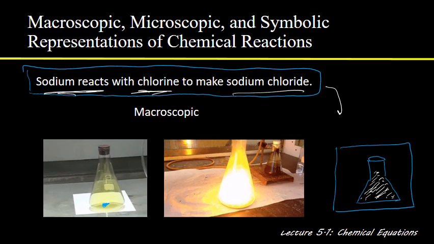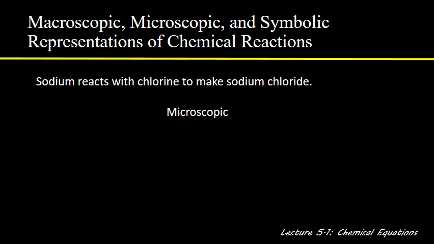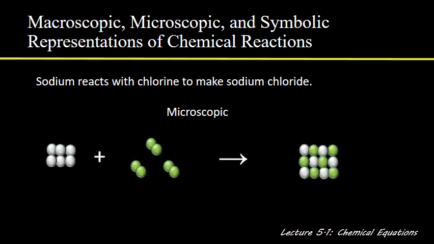We can also think about the microscopic representation, and it would look something like this. We've got a bunch of sodium atoms here, and we've got a bunch of chlorine molecules. We'll talk a little more about diatomic species in a bit. I think we've mentioned this before, but chlorine is one of those that always exists in pairs. So I've got chlorine molecules, and they react to make sodium chloride. This is our product over here.